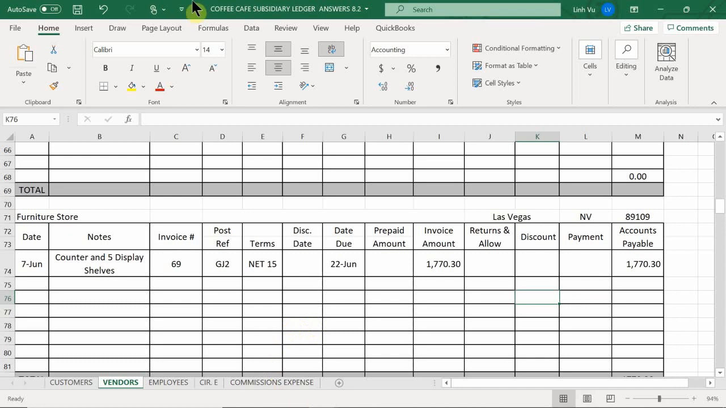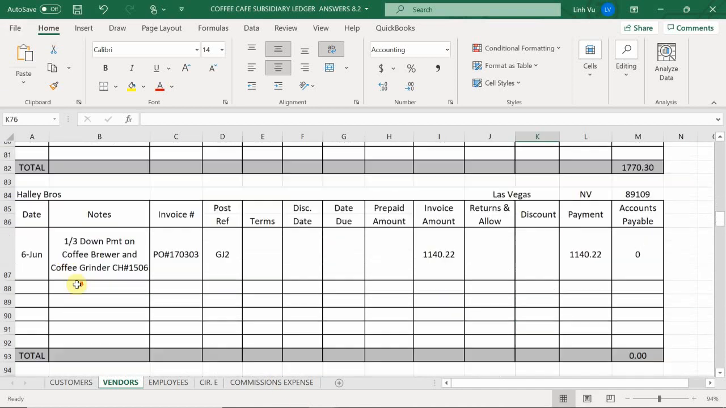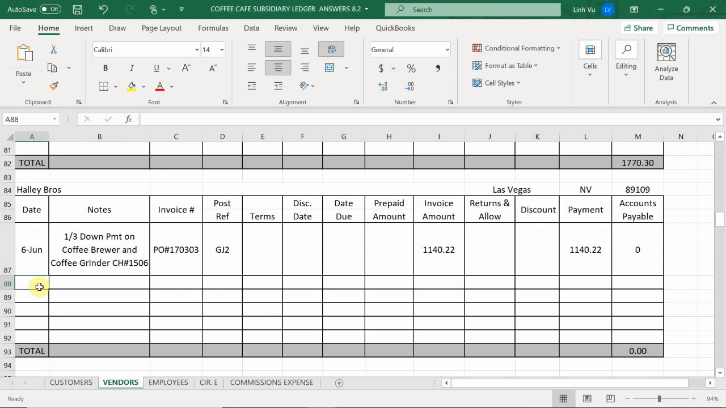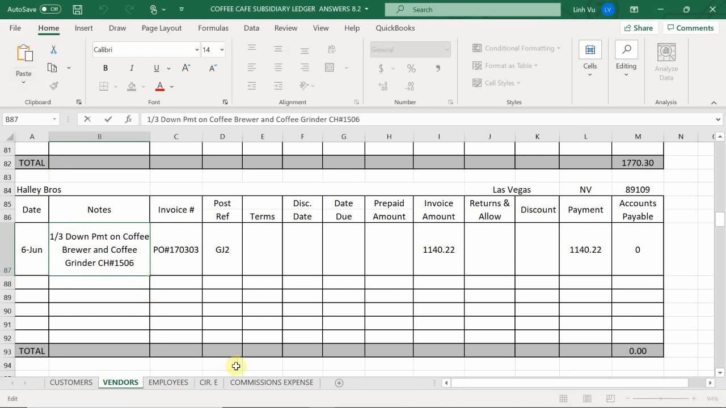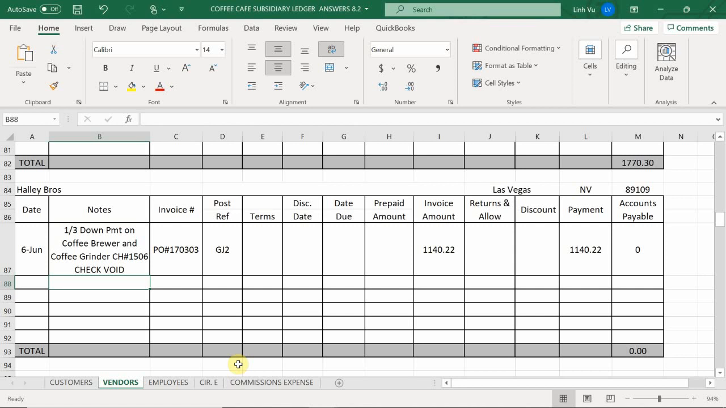Okay, so here we are. Furniture store, so Harley Bros should be right underneath. Okay. So we write the same, but we void it. In this case, we don't need to undo it because at the end of the day, we didn't even owe them any money. So I'm just going to edit this information to say that I voided the check, right? There's no purpose to undo it because it doesn't really reflect anything. So you just add to the same information that you voided the check and that's all?